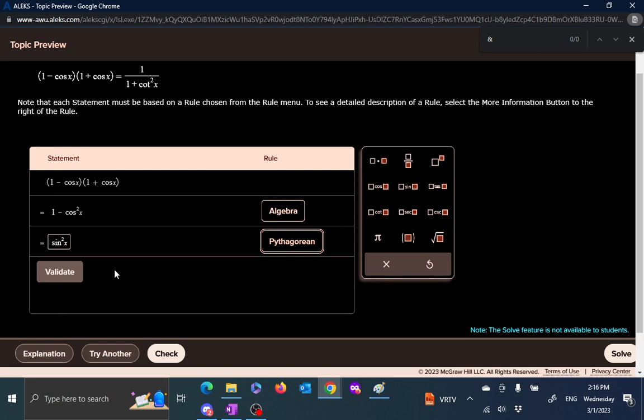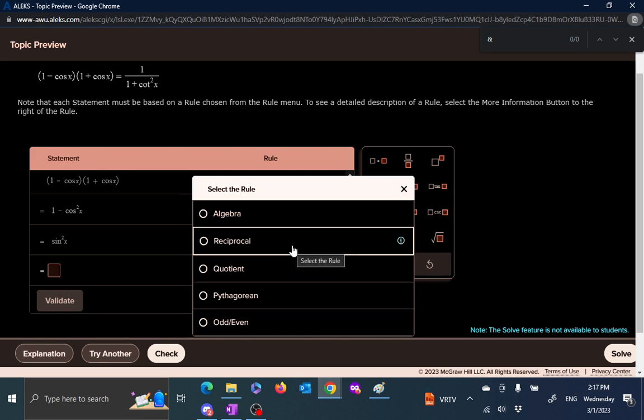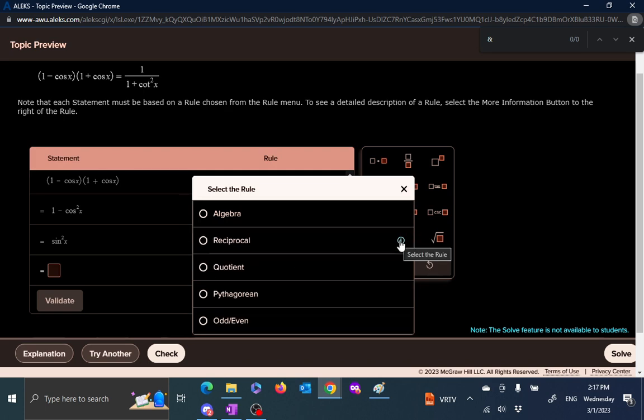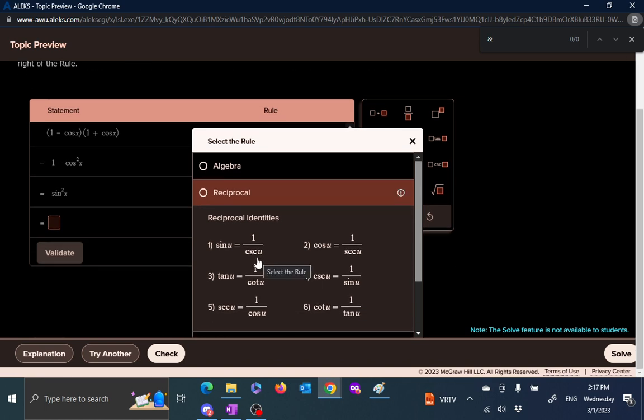Now, how does sine square relate to 1 plus cotangent square? I need to create a fraction here. Let me validate first, and then let's turn this into a fraction. What brings us a fraction here? Sine is the same as 1 over cosecant.